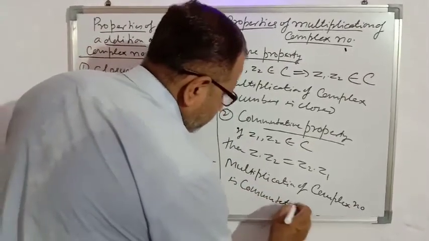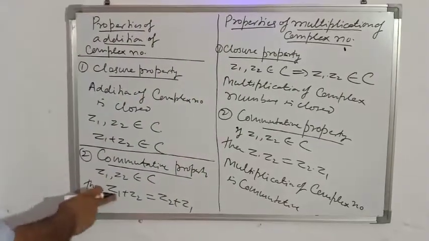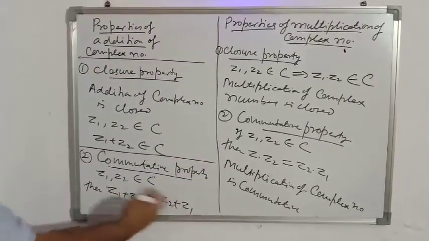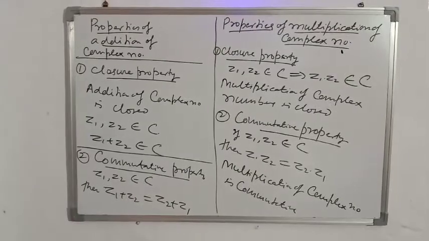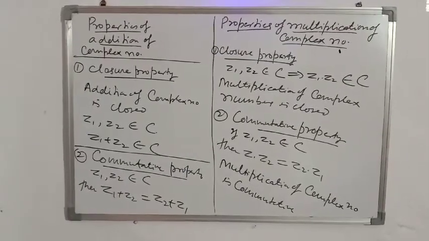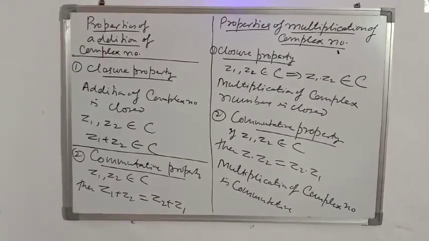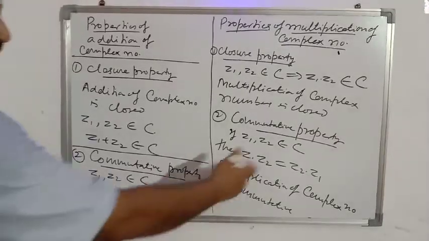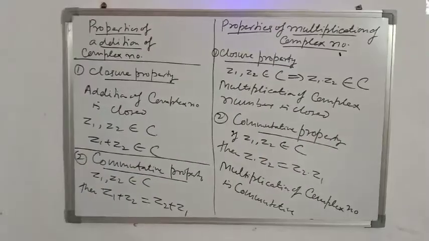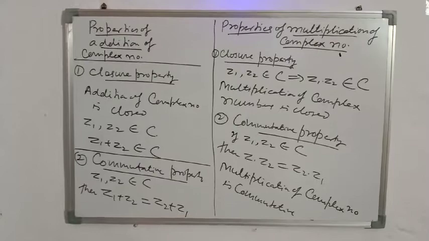And similarly here, addition of complex numbers is commutative. So two complex numbers can be added in any order. If we change the order, the sum remains the same, the product remains the same. Next property is associative property.